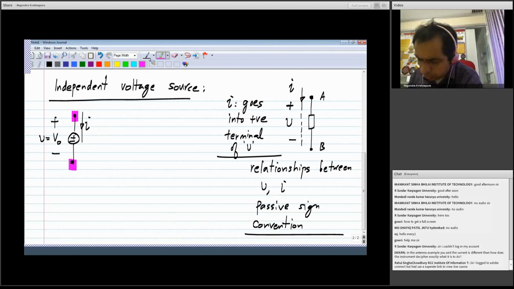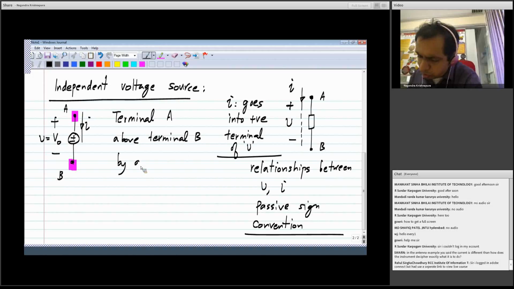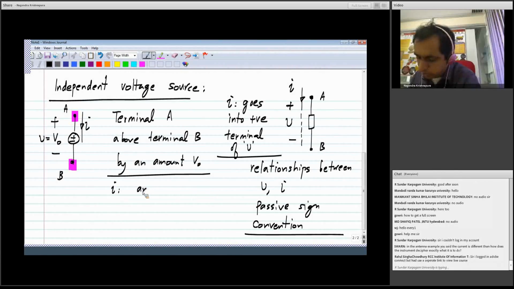So what this says is, this terminal A and terminal B, an independent voltage source maintains terminal A above terminal B by an amount V0. The voltage at terminal A is maintained above the voltage at terminal B by an amount V0, and the current can be anything. It's not restricted by the voltage source. Is this fine?